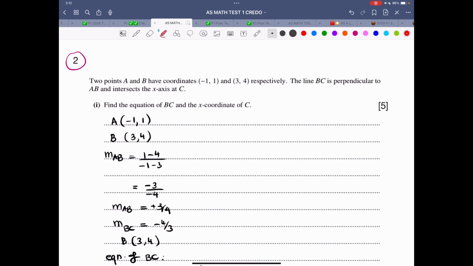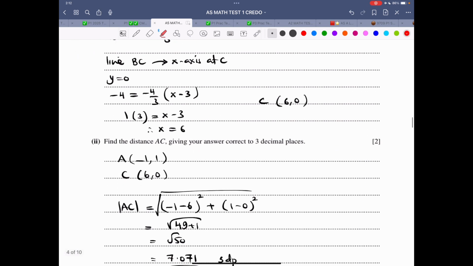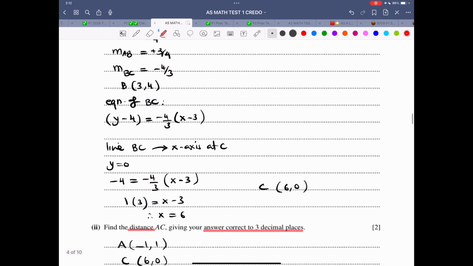There are 2 points A and B and they have coordinates such and such respectively. The line BC is perpendicular to AB, intersects the x-axis at C. Find the equation of BC. That is the perpendicular. It's not a perpendicular bisector, it's just a perpendicular. And the x coordinate of C, that is the first part, and find the distance AC. This time they are asking for the answer in 3dp.